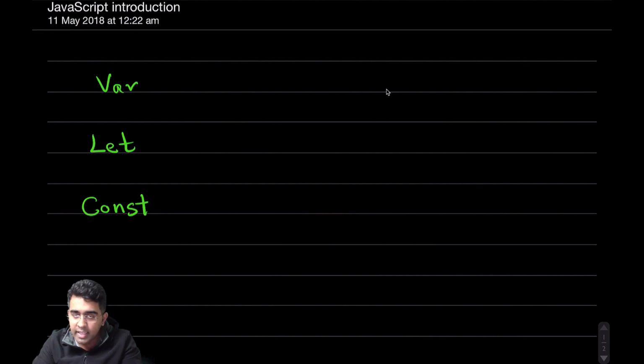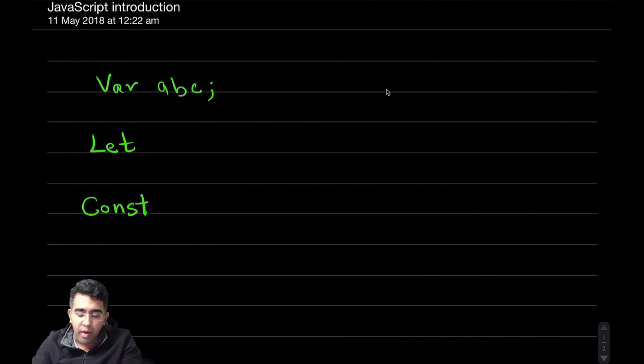So var means, okay, compiler, I'm going to define a variable, and it will ask what kind of variable you are going to define. So I'll say, okay, I will name the variable ABC. Now, when you say ABC and then a semicolon, the semicolon represents that you have finished defining a variable.